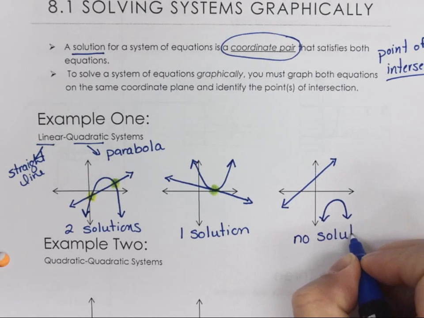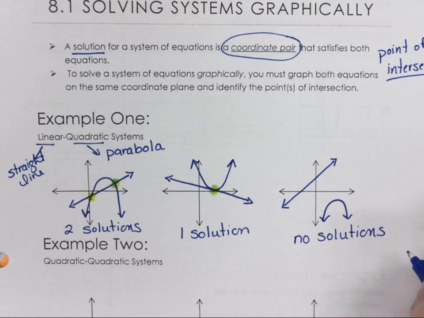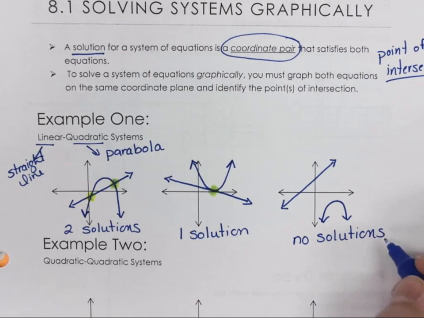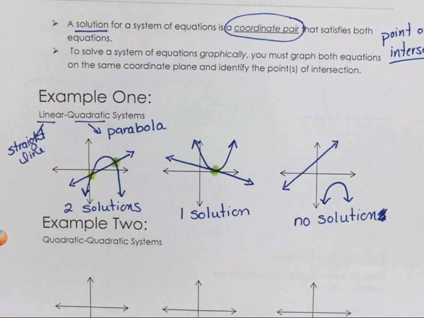So we've got some options. No solutions, or just one. So you can have 2 solutions, 1 solution, or no solution.